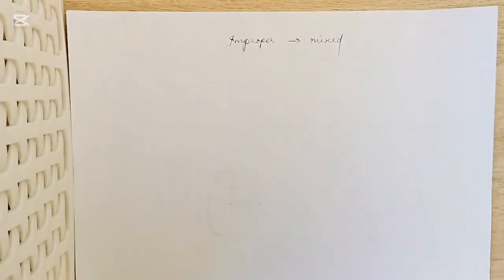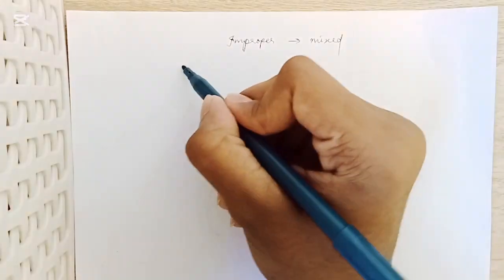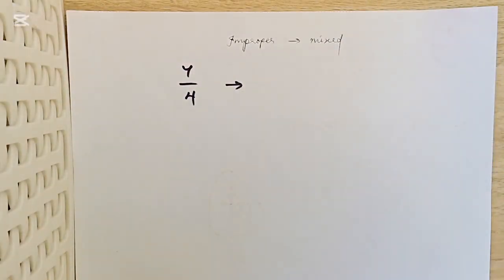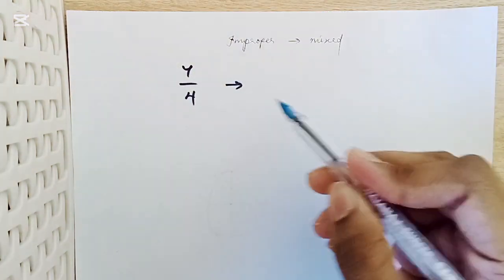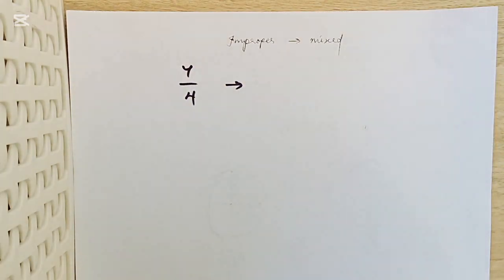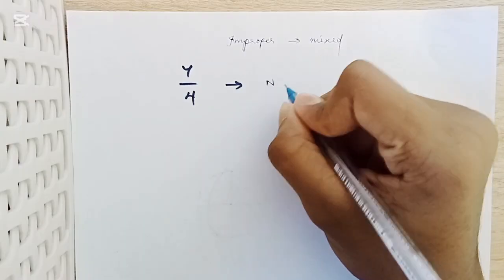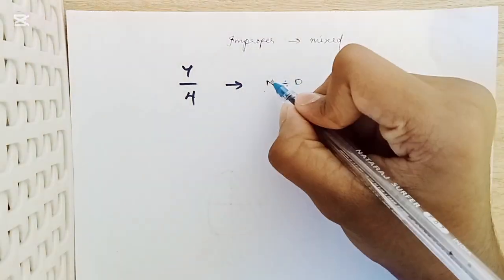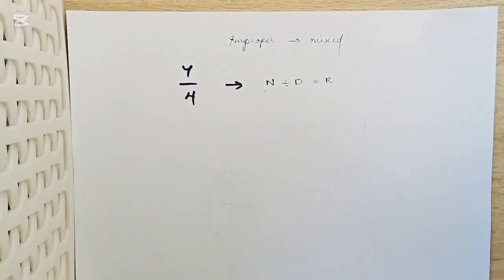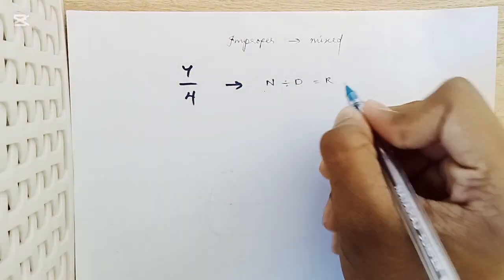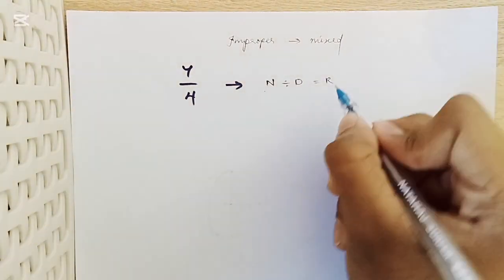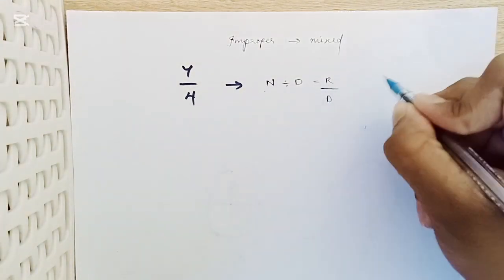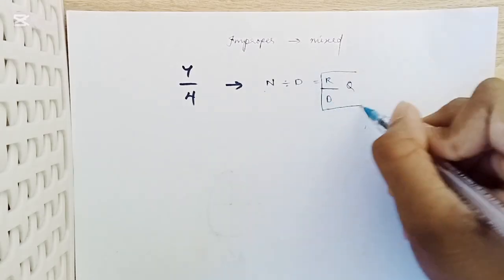For example, let's take 7 by 4. How do you convert this into a mixed fraction? To convert an improper fraction to a mixed fraction, you divide the numerator by the denominator, and then we'll get a remainder. The remainder divided by the denominator, along with the quotient, will give you the mixed fraction.